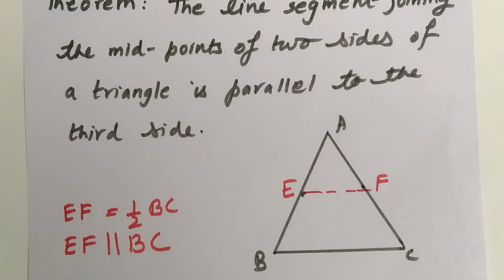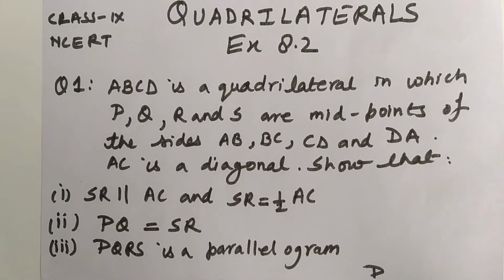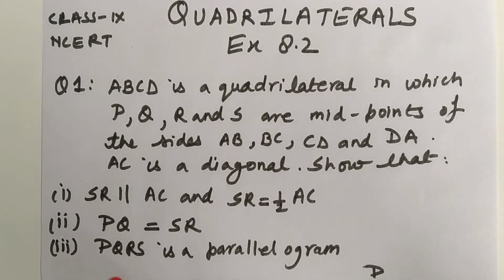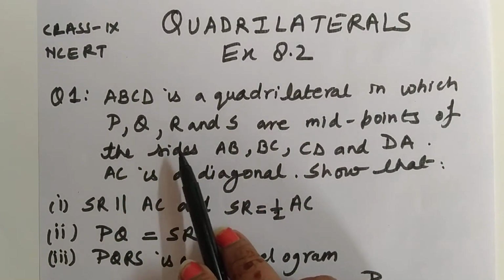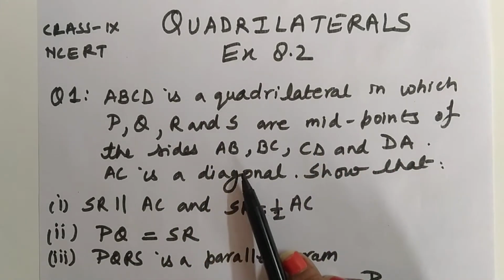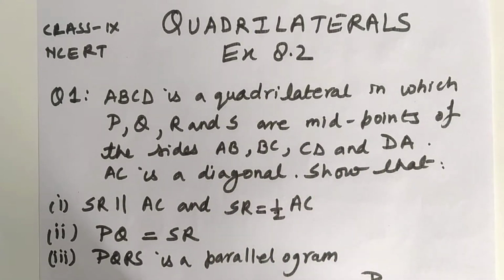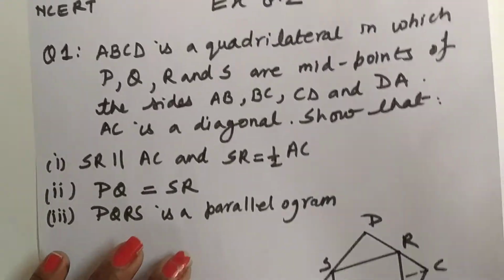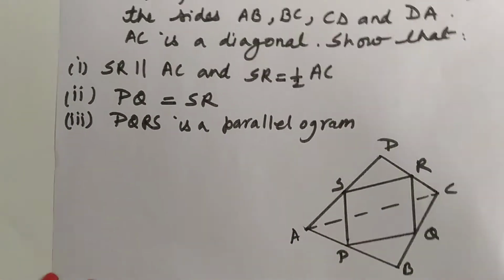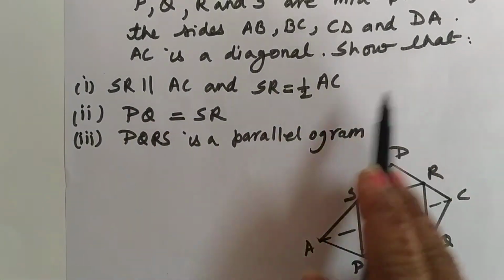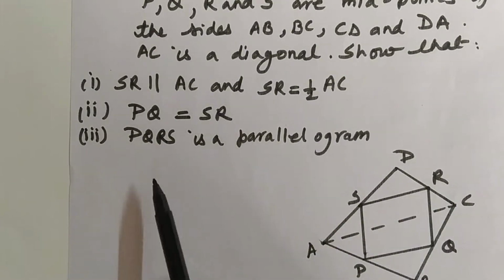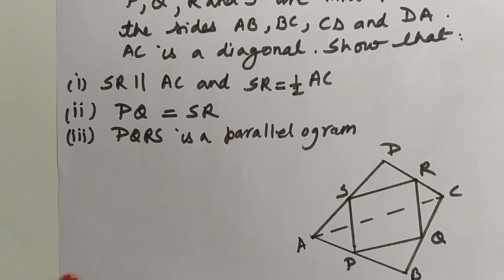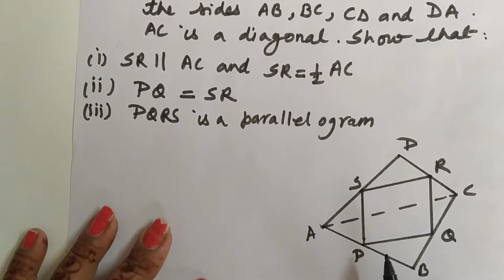Let's take question number 1 of exercise 8.2. Here the question is: ABCD is a quadrilateral in which P, Q, R and S are the midpoints of the sides AB, BC, CD and DA. AC is a diagonal. Show that SR is parallel to AC and SR is equal to half of AC, and PQ is equal to SR, and PQRS is a parallelogram. So these are the few things that we have to show, and this is the figure given.